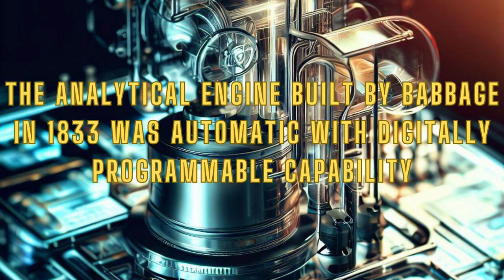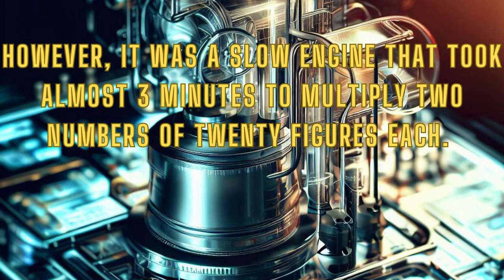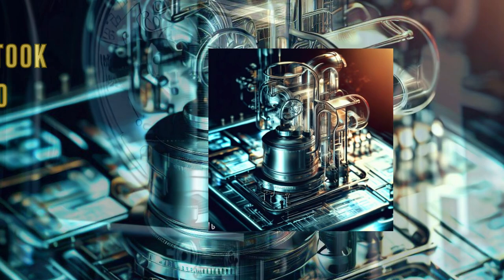The analytical engine built by Babbage in 1833 was automatic with digitally programmable capability. However, it was a slow engine that took almost 3 minutes to multiply two numbers of 20 figures each.